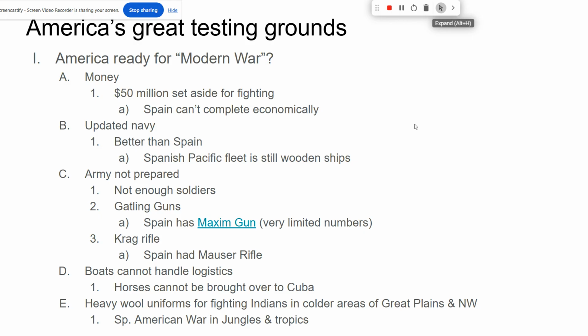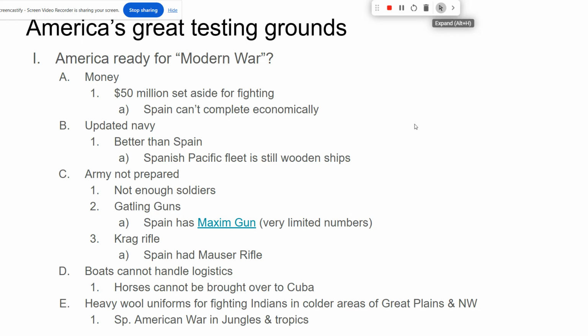Number two, despite the fact that our Navy may not have had the big battleships that we wanted, and one of our few battleships got blown up in Havana Harbor, our Navy was much more updated, much more modern, and much better prepared than Spain's. The Spanish Pacific Fleet actually still had ships made of wood in it. This becomes a big issue. And we'll talk about the Atlantic Fleet a little bit later. They're not much better off. Now, while we're prepared economically and Navy-wise, the Army, well, not so much.